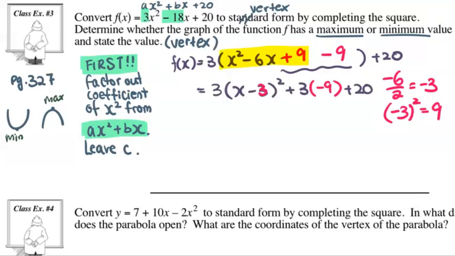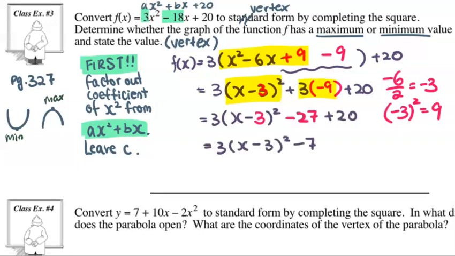So let's take our perfect square trinomial. I'm making that x minus 3 all squared. And then 3 times -9, and that simplified gives me -27, plus 20 is -7. Remember, in my original form, this is already x minus p. So that means my vertex here is p equal to 3, q equal to -7.